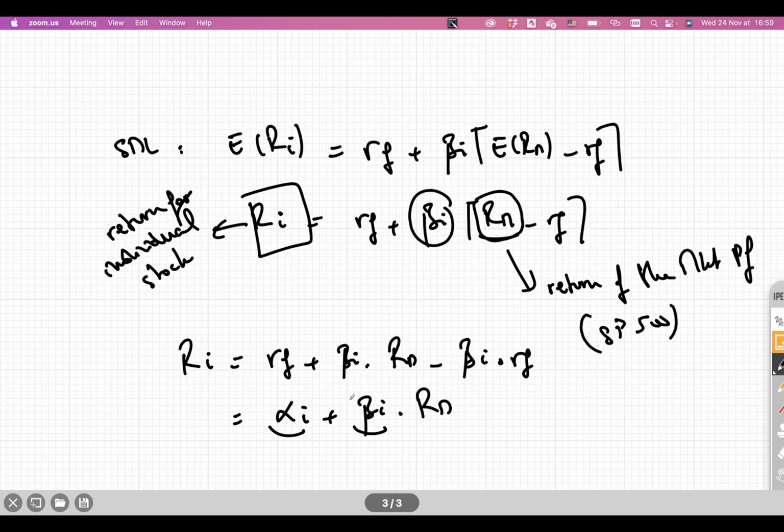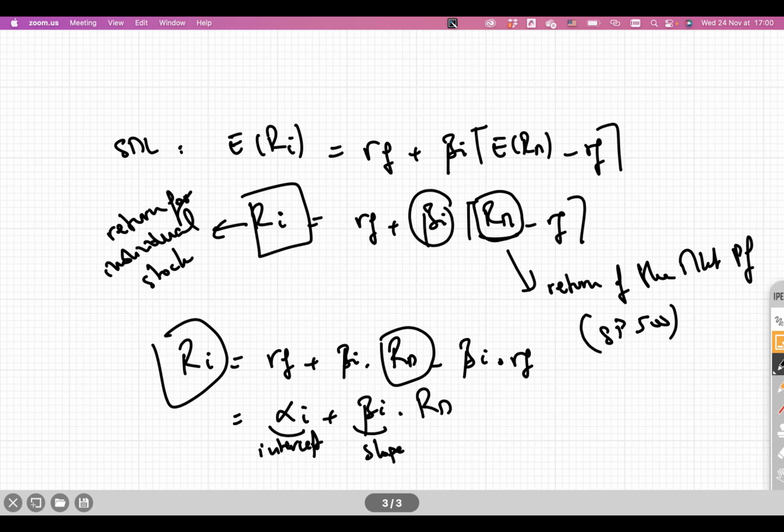Beta I is also called the slope of the regression. Alpha I is called the intercept, or the beginning of the line. So we start from alpha I, then we go up or we go down. So this one is the intercept. This one is the slope of the regression. We have the RI and we have the RM. So we can easily find alpha I and beta I by doing the linear regression using the least squares technique, the ordinary least squares technique, what's called the OLS technique.